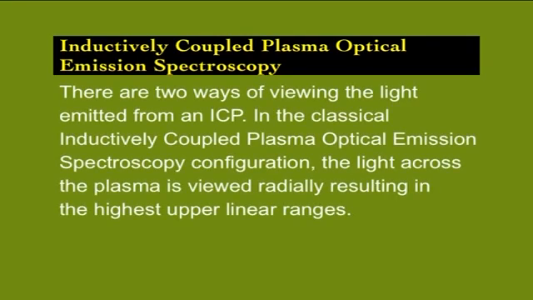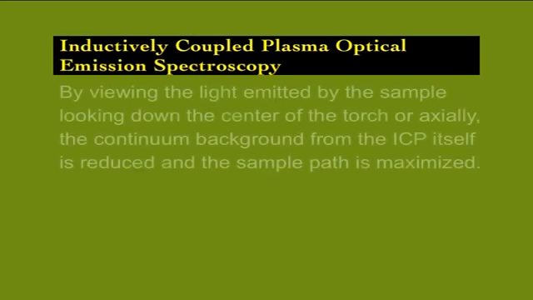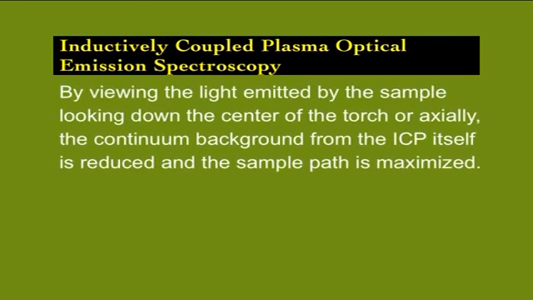There are two ways of viewing the light emitted from an ICP. In the classical inductively coupled plasma optical emission spectroscopy configuration, the light across the plasma is viewed radially, resulting in the highest upper linear ranges. By viewing the light emitted by the sample looking down the center of the torch, or axially, the continuum background from the ICP itself is reduced and the sample path is maximized.